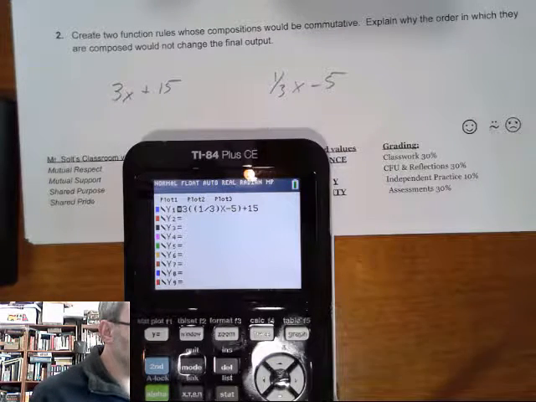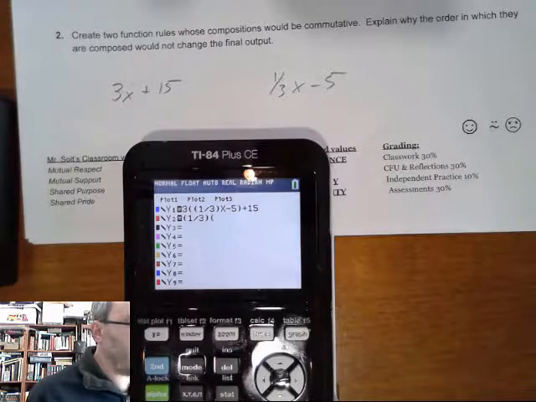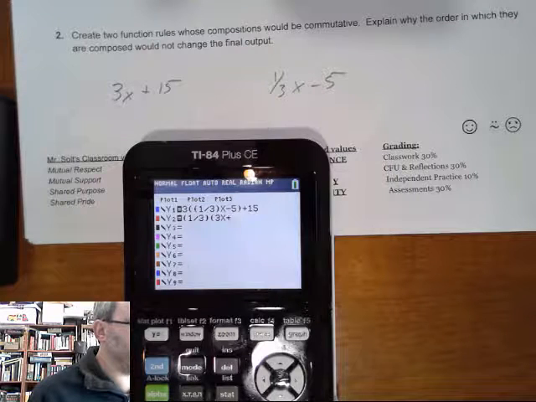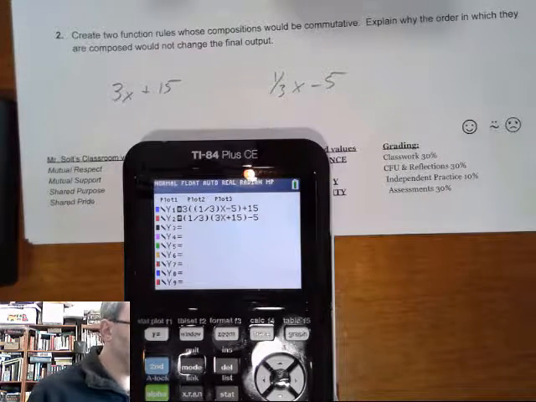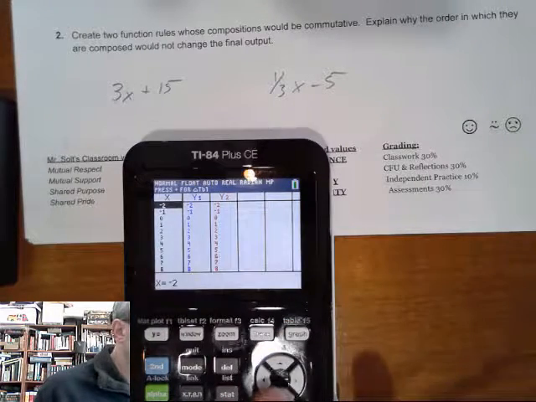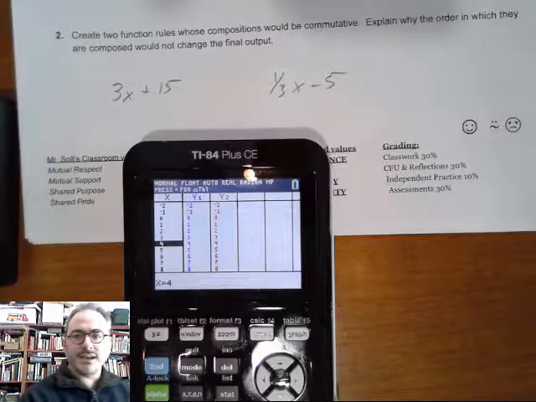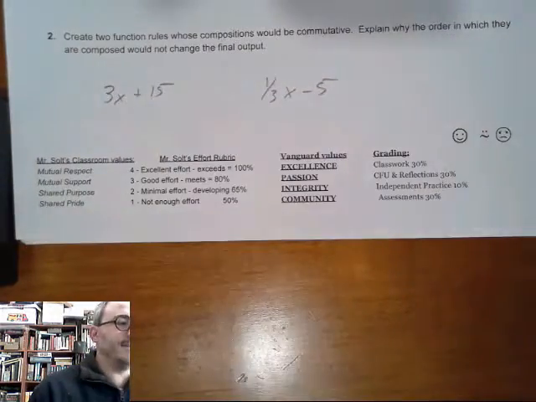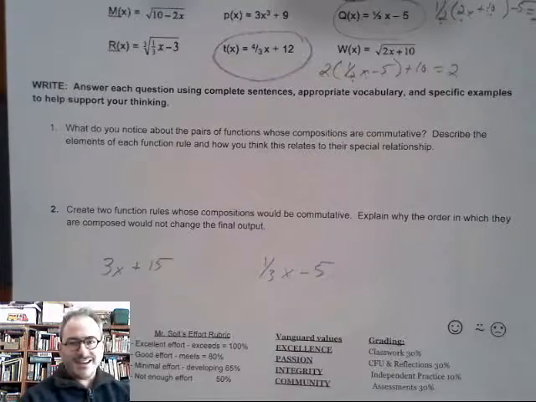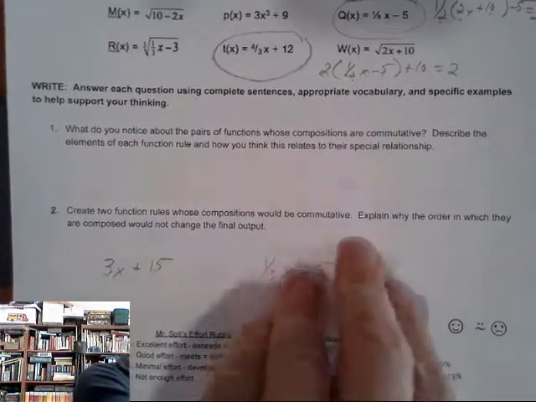Now I want to do the reverse. 1/3 needs to get its own parentheses. Instead of x, I'm going to put in this function here, 3 times x plus 15, and minus 5. Is this commutative? You tell me, explain why. I didn't have you make up your own in case you don't see the pattern here.